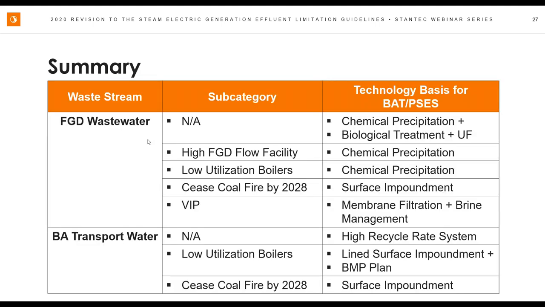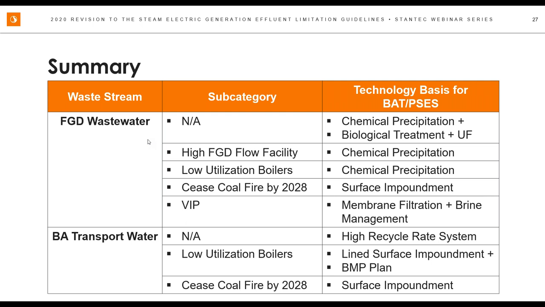So in summary here, we have FGD and bottom ash transport water updates. For FGD, the technology basis is chemical precipitation, biological treatment, followed by ultrafiltration. And you know, the technology basis is not what you need to install. That's just the basis for hitting the limits, or where the limits came from. So if you can achieve those numbers through a different approach, that is certainly available to you.